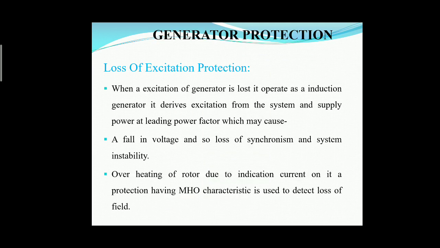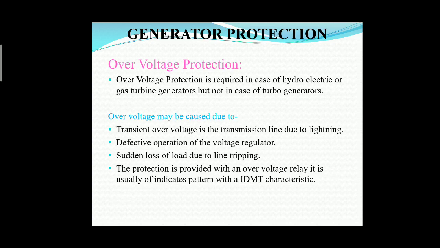Next type is the loss of excitation protection. When we lose the excitation, we give the protection. When the excitation of the generator is lost, it operates as an induction generator. It derives the excitation from the system and supplies power at a leading power factor, which may cause problems. In that case we use the mho type of characteristics.